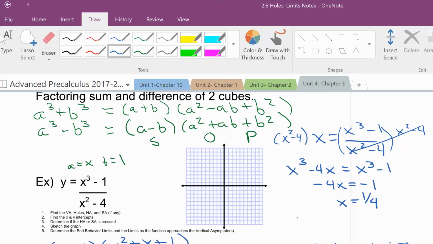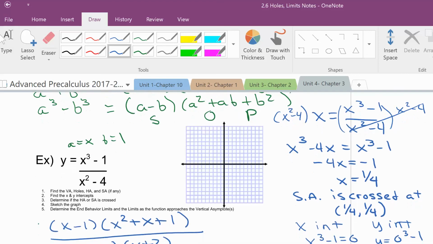Since the slant asymptote is y equals x, that means it's crossed at (1/4, 1/4). Because it's y equals x. So it's y, whatever x is, y has to be the same.